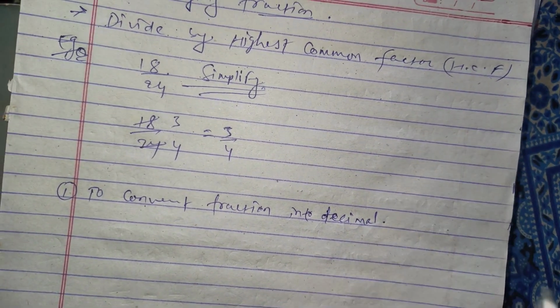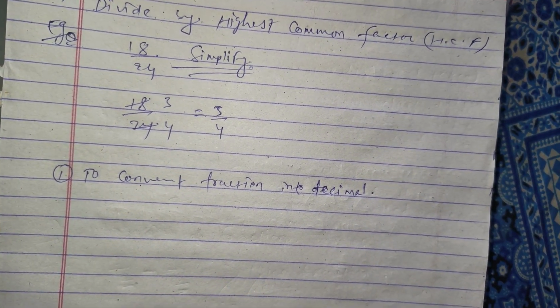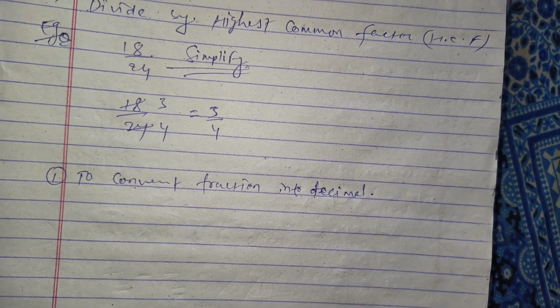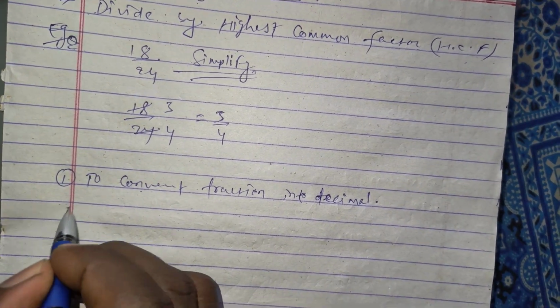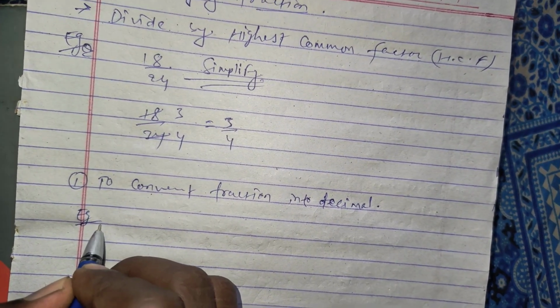How to convert a given fraction into decimal? It is very simple, just multiply decimal by 100. Okay, so let's take an example.